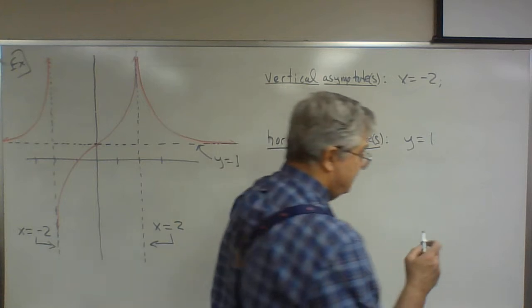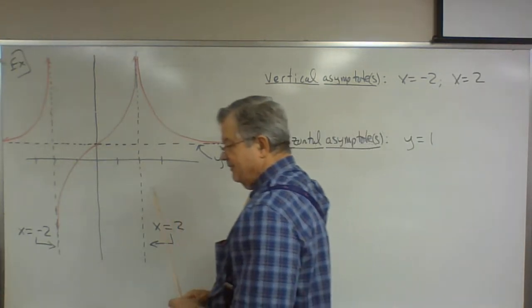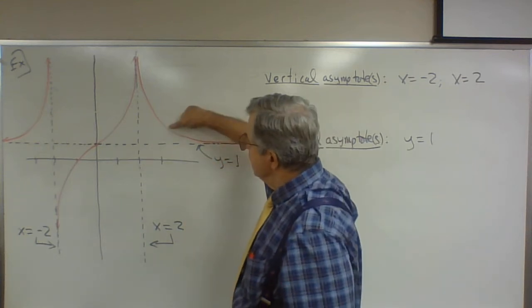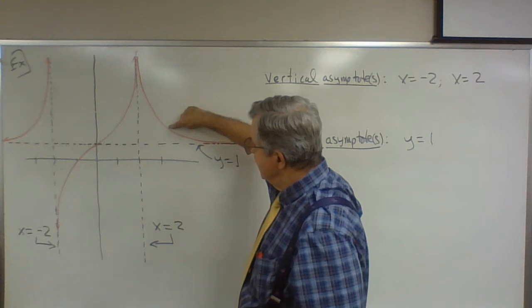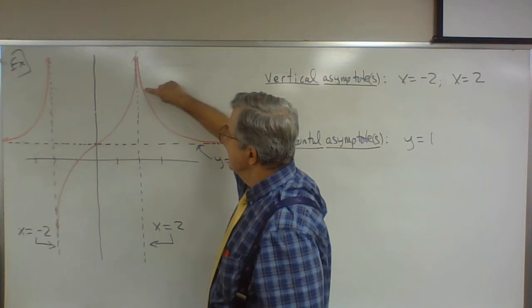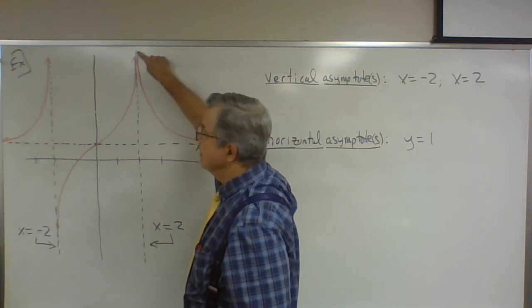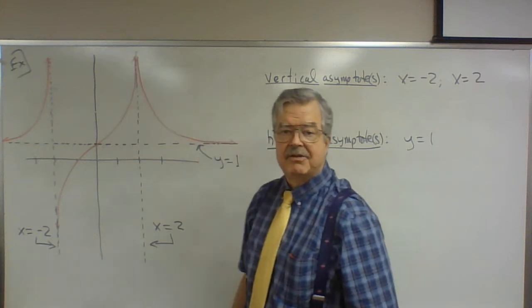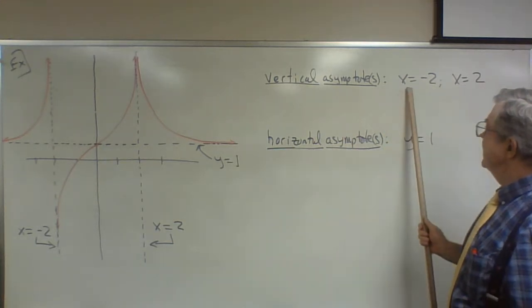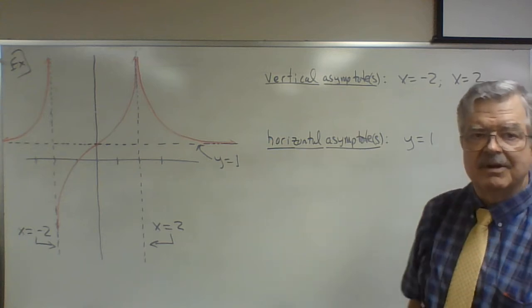So we'll add x equal 2 to our list of vertical asymptotes. And as supporting evidence, if we pick a point on this side of the asymptote x equal 2 and move along the graph in this direction, again, the graph gets closer and closer and closer to the line x equal 2. So these are our vertical asymptotes, and y equal 1 is our horizontal asymptote.